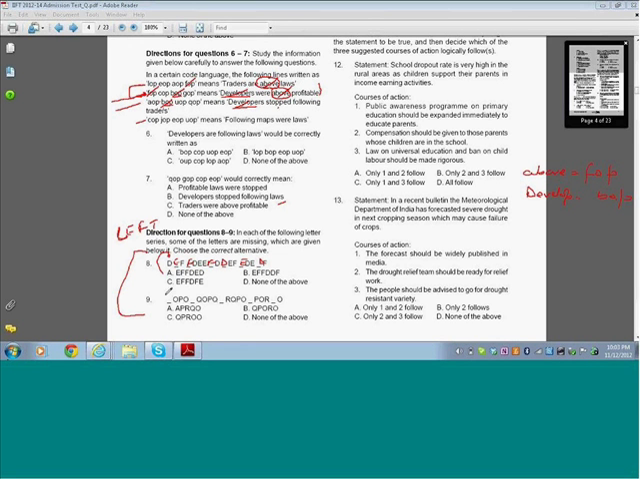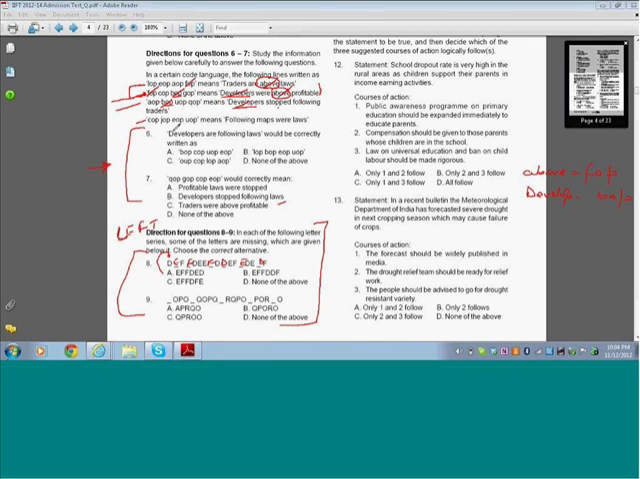Now looking at this particular thing, you need to first connect it to what is given here. Anything which is not supported by data or cannot flow out of this statement should not be done. What it is saying is, school dropout rate is high in rural areas as children support their parents in income earning activities. Why is school dropout rate high? Because children are supporting parents in income generating activities. Hence your course of action should try to address this issue. So statement 2 is definitely on. Compensation should be given to parents whose children are in school, because then they will not be pulled out to generate income.